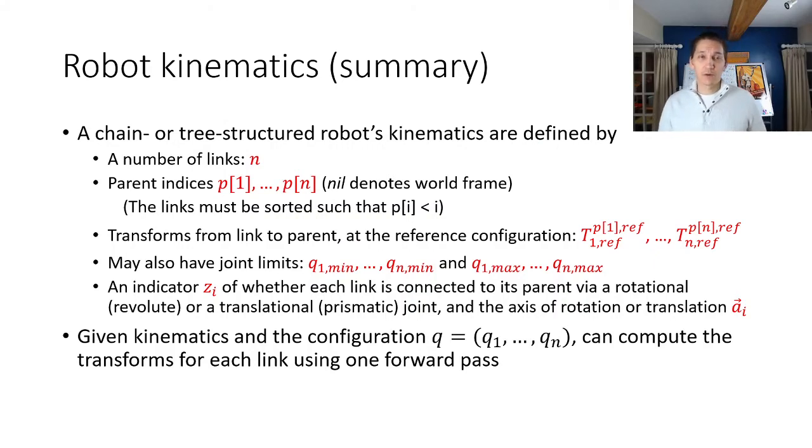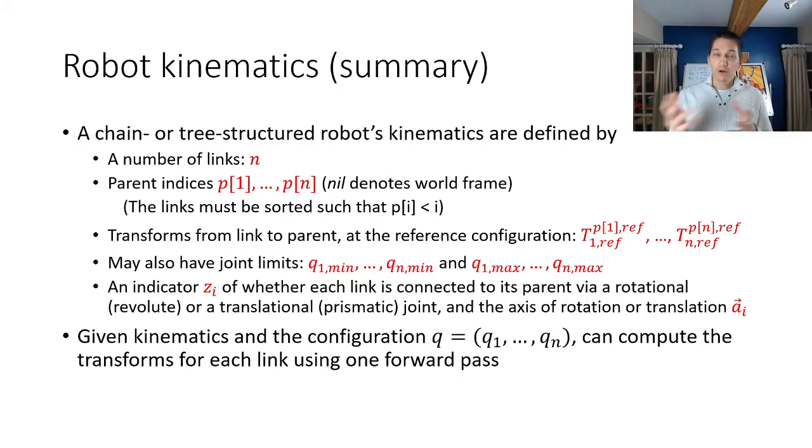Just as a summary of what we have for forward kinematics, we'll have an articulated robot, which can either be a serial chain or it can also be a branched tree. It's defined by some number of links, and parent indices for each of these links. If you want to denote that the link is attached to the world frame, the parent will be nil. We will have transforms from the link to the parent at the reference configuration. We may also have joint limits. We'll also have indicators of what type of joint we're talking about, for example, revolute versus prismatic, and we'll also have the axis of rotation or translation expressed in the local coordinates of that link.